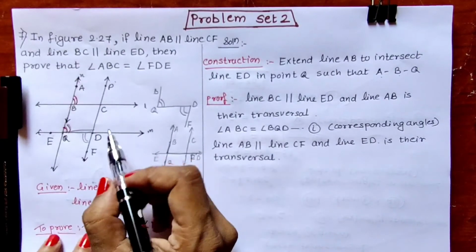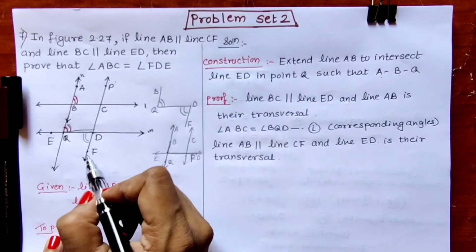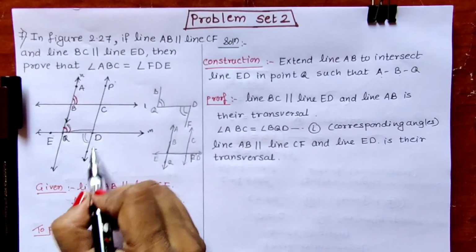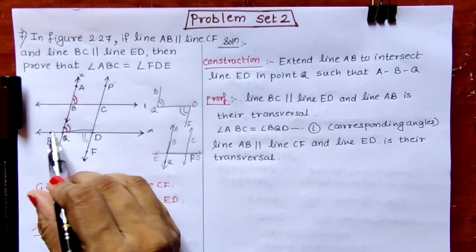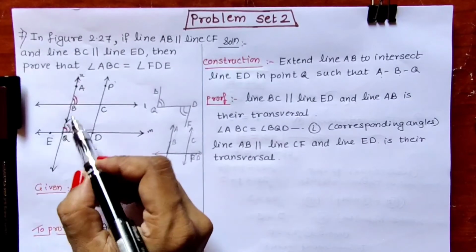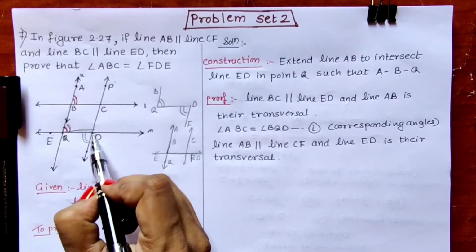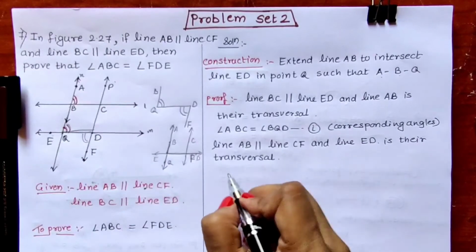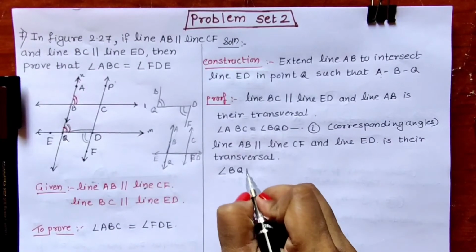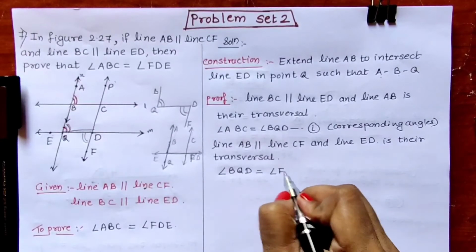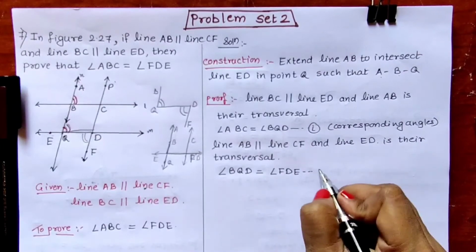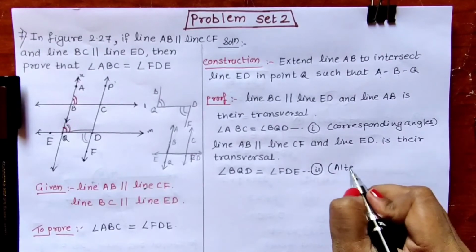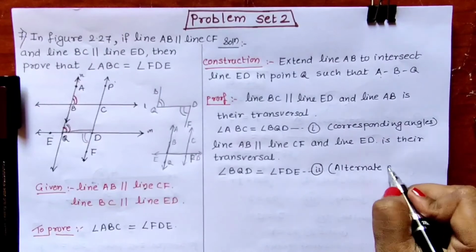So I can write here FDQ, or you can write FDE also, one and the same thing. Either you can write FDQ or FDE. This is only the extension of this side, correct? So I will be writing angle BQD and angle FDE. They are congruent with each other because they are alternate angles. Angle BQD is equal to angle FDE. This will be our second equation. The reason is alternate angles.